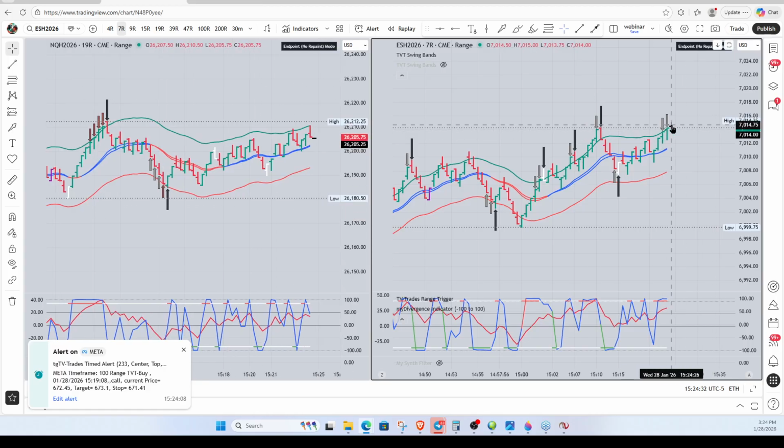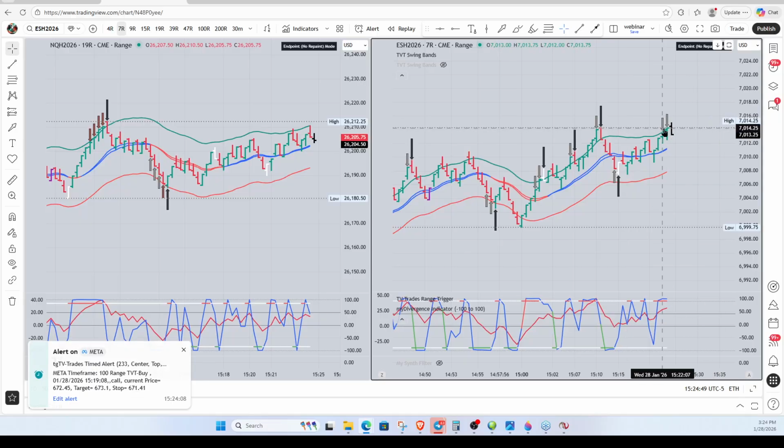Looking for the down close over here on the ES. The down close over here is going to be against the trend, obviously, but this right here suggested this bar was going to close down, which it already did. It's too late to get into.